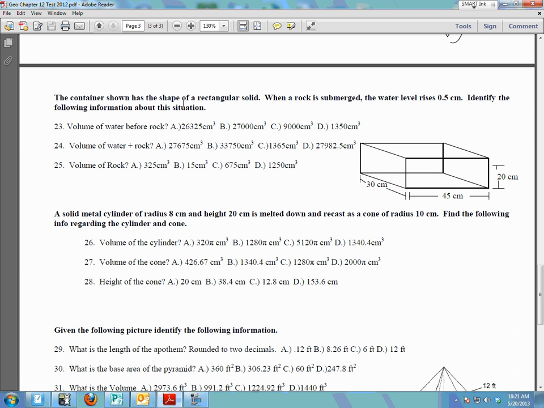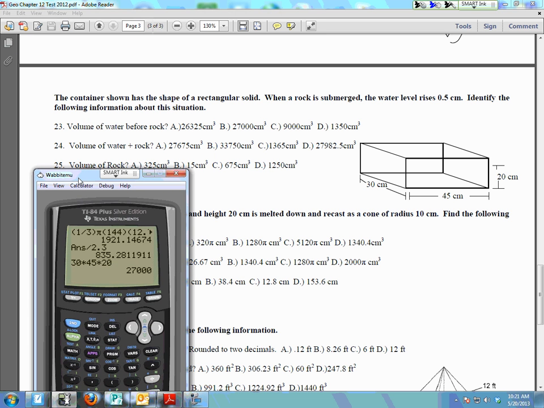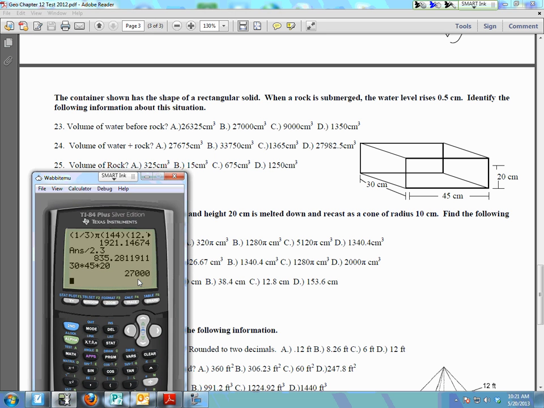Down here it says the container shown has the shape of a rectangular solid. When a rock is submerged, the water level rises 0.5 centimeters. I told you the day of the test that this picture here is without the rock. So the volume of that thing is 30 times 45 times 20. The volume without the rock, or before the rock, is 27,000 cubic centimeters. So that's option B.